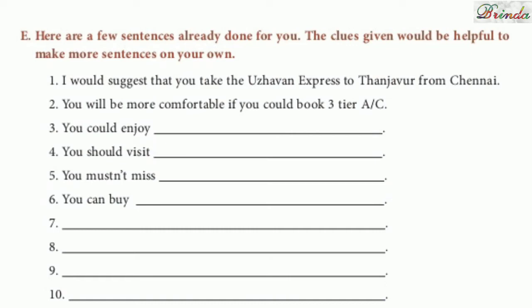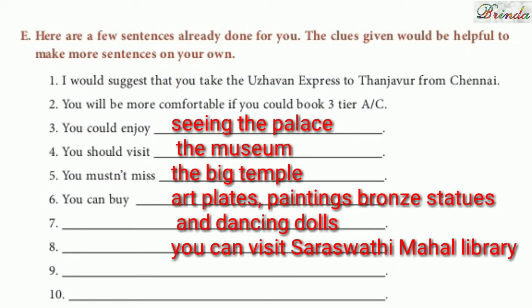Section E. Here are a few sentences already done for you. The clues given would be helpful to make more sentences on your own. First one, I would suggest that you take the Udavan Express to Tanjavur from Chennai. Next one, you will be more comfortable if you could book 3-tier AC. Third one, you could enjoy seeing the palace. Fourth one, you should visit the museum. Fifth one, you mustn't miss the big temple.